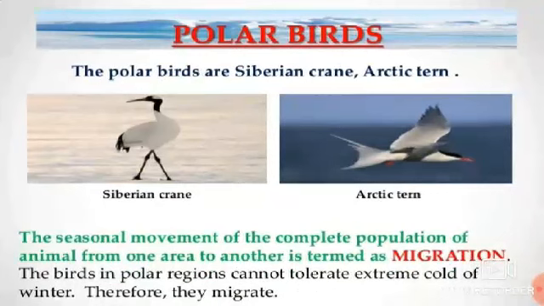Polar birds. The polar birds are Siberian crane and Arctic tern. The seasonal movement of the complete population of animals from one area to another is termed as migration. The birds in polar regions cannot tolerate the extreme cold of winter. Therefore, they migrate from one place to another.